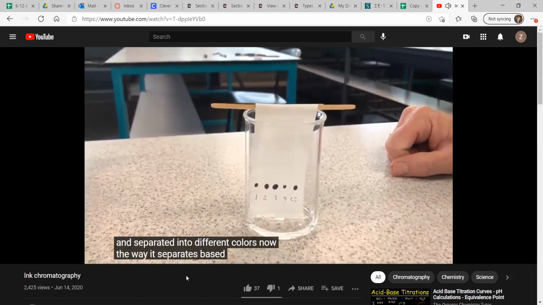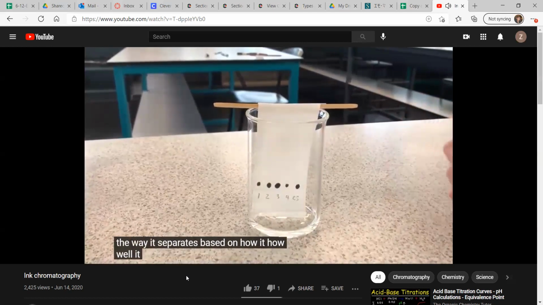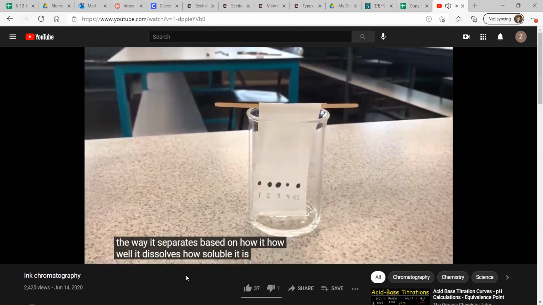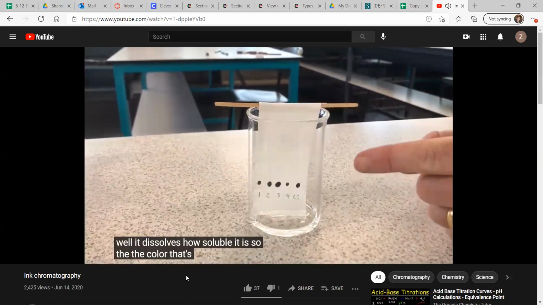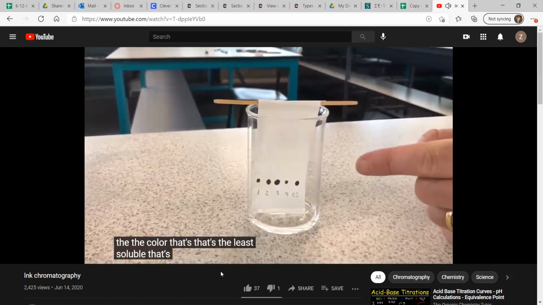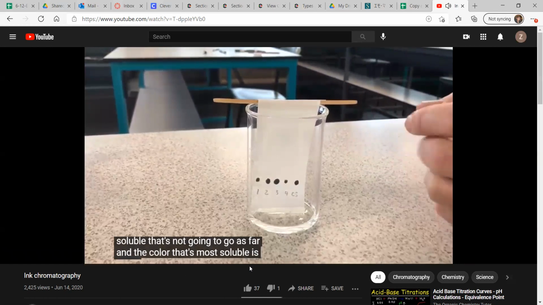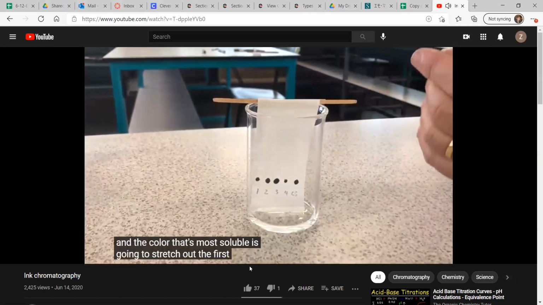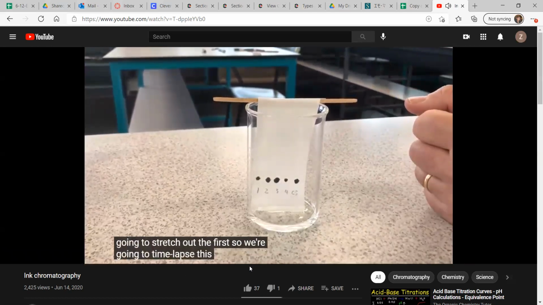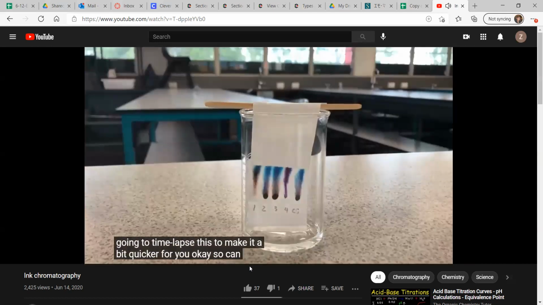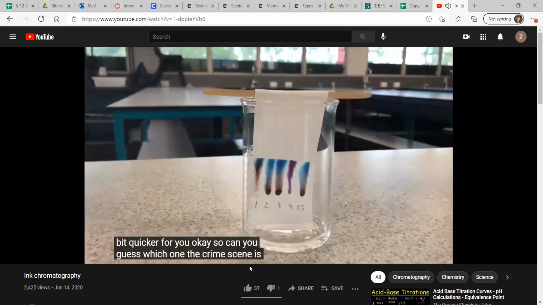The way it separates is based on how well it dissolves, how soluble it is. So the colour that's the least soluble is not going to go as far, and the colour that's most soluble is going to stretch out the furthest. So we're going to time lapse this to make it a bit quicker for you. Okay, so can you guess which one the crime scene is?